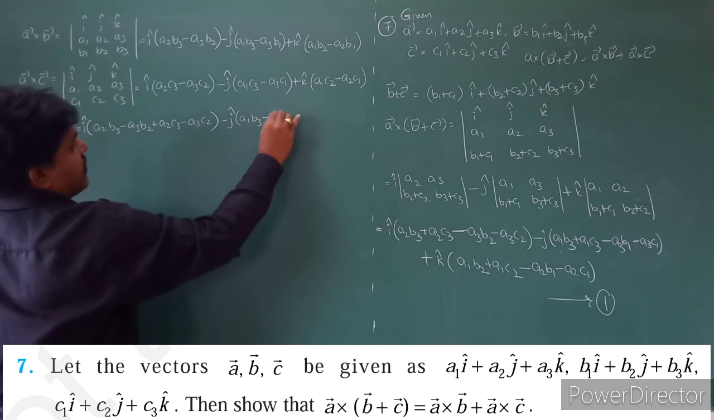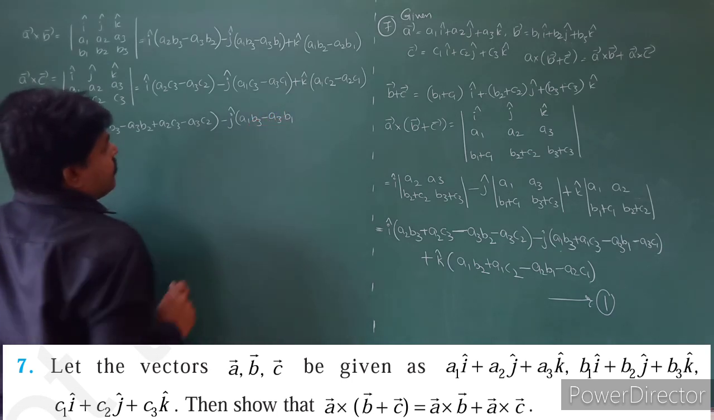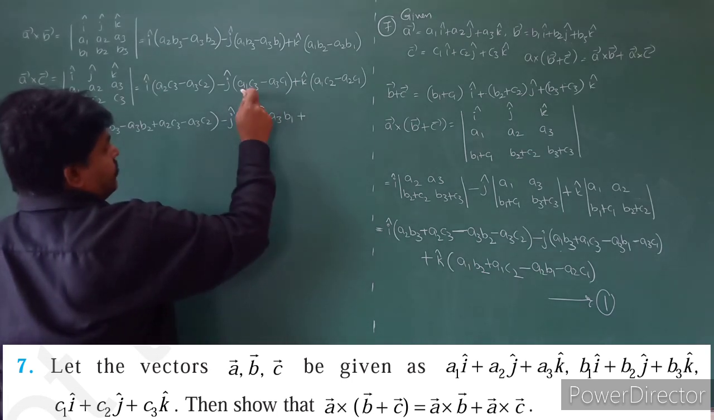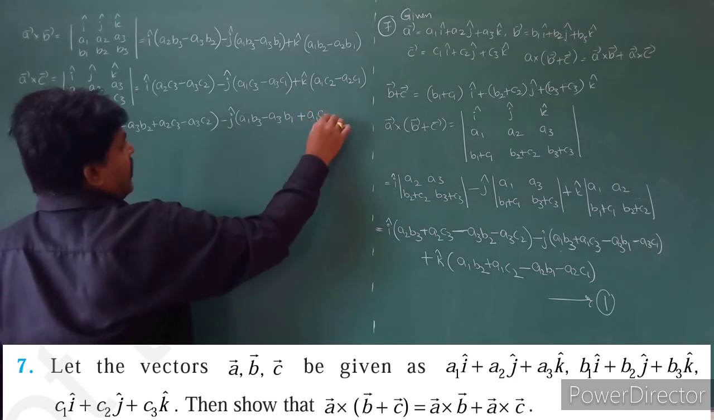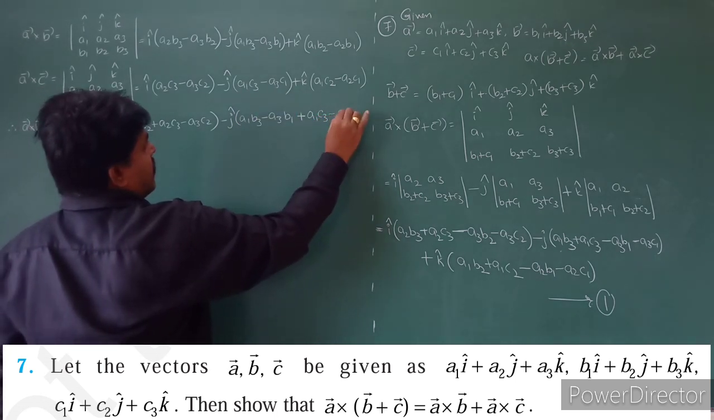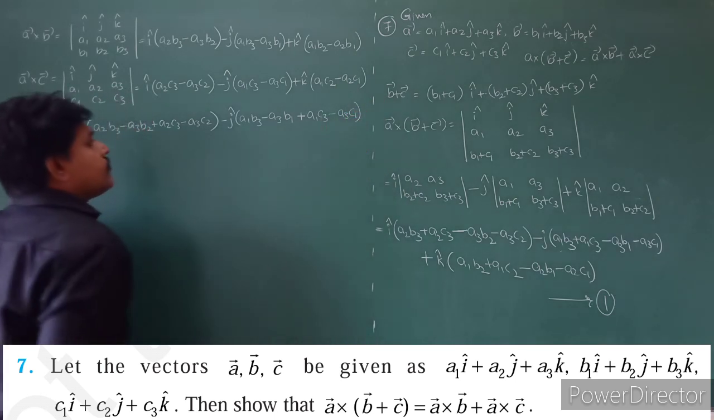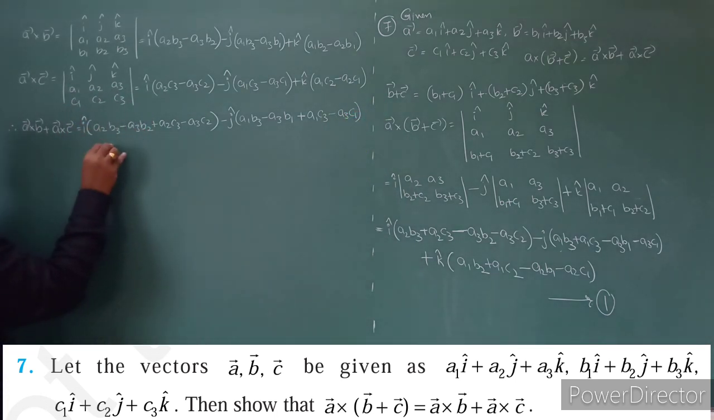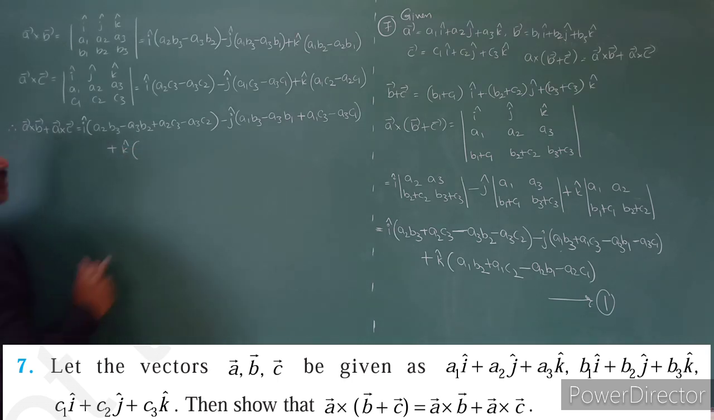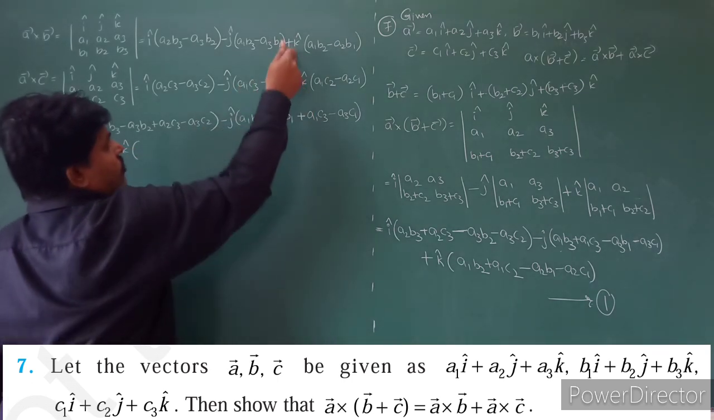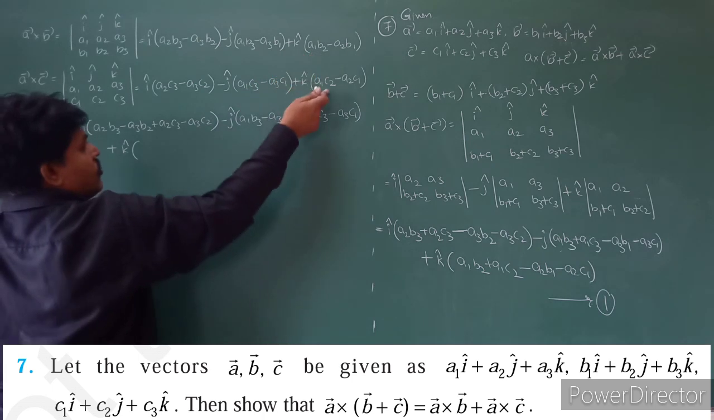A1B3 minus A3B1 plus A1C3 minus A3C1 plus K cap into, so take the K common from these two. What will you get? Add these two terms.